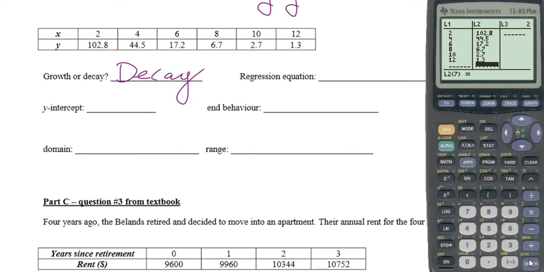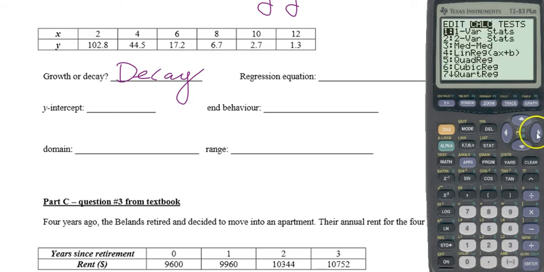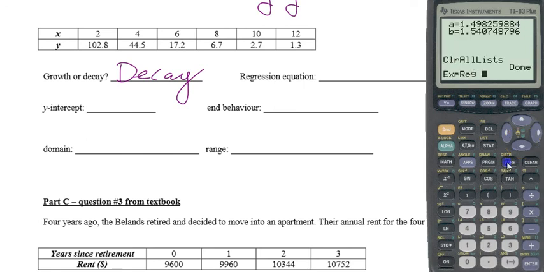Get the regression equation. Stat calc. Exponential regression. Vars over to y vars. Enter twice. Put it into y1. Write it out. We're rounding to the nearest hundredth.